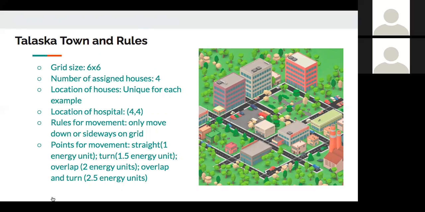We decided to quantify what the most optimal route is, by assigning each movement a point in energy units. Moving straight costs 1 energy unit. For turning, we assumed it would take a little more energy, so 1.5 units. For an overlap with another pathway to the hospital, we said it would take 2 energy units. And for overlapping and turning, we said it would cost 2.5 energy units.